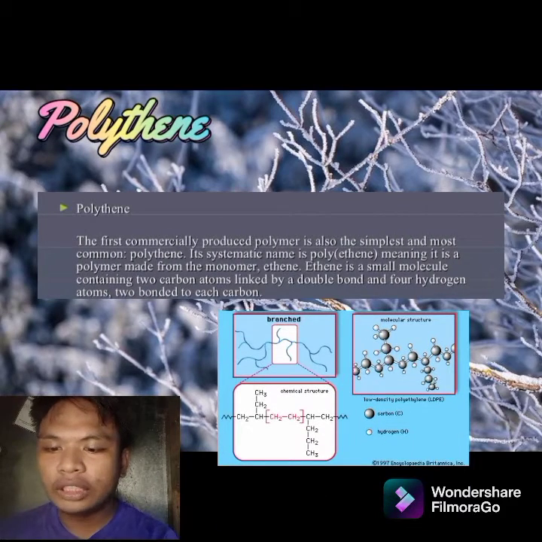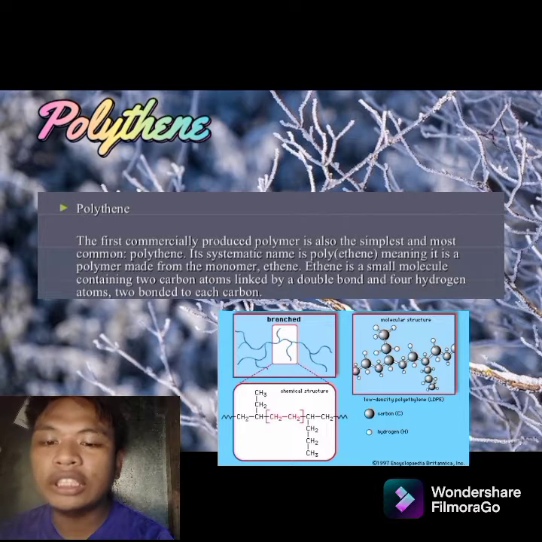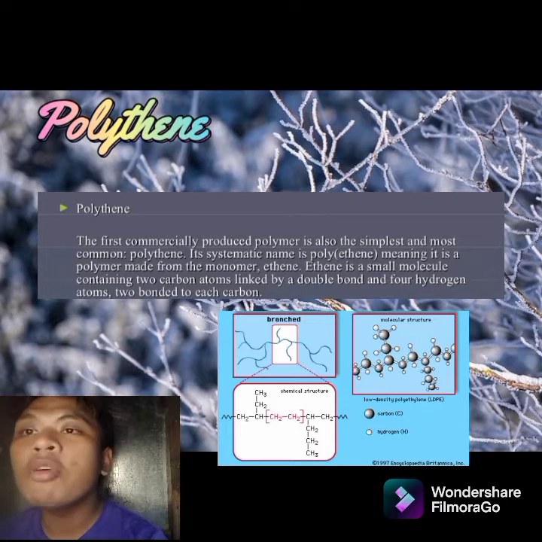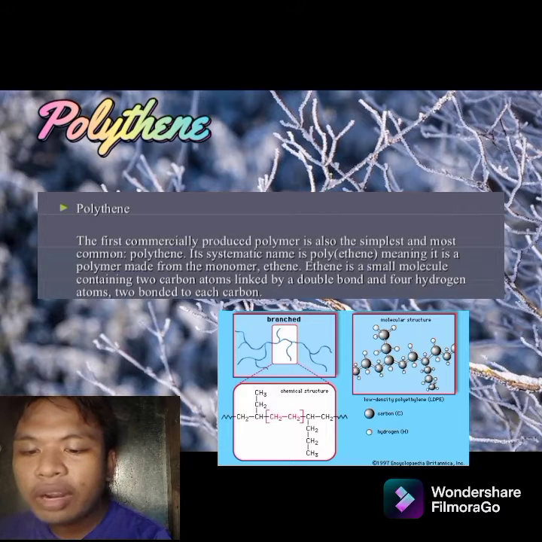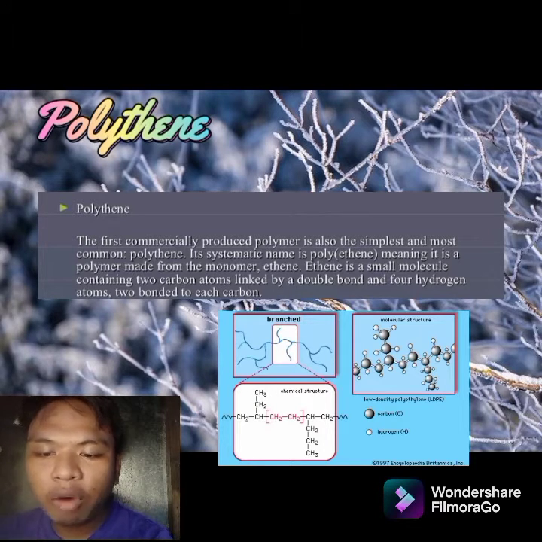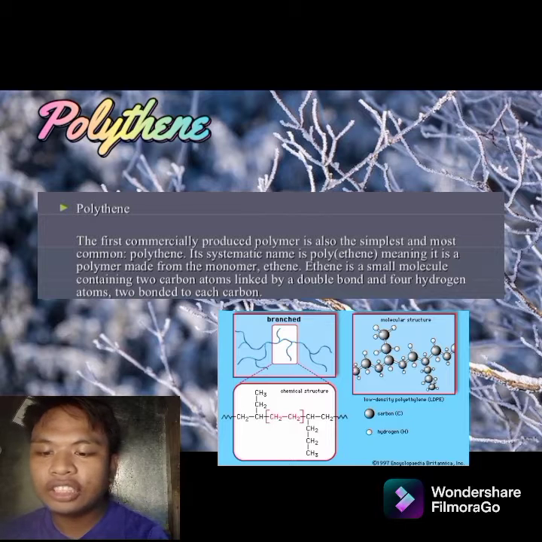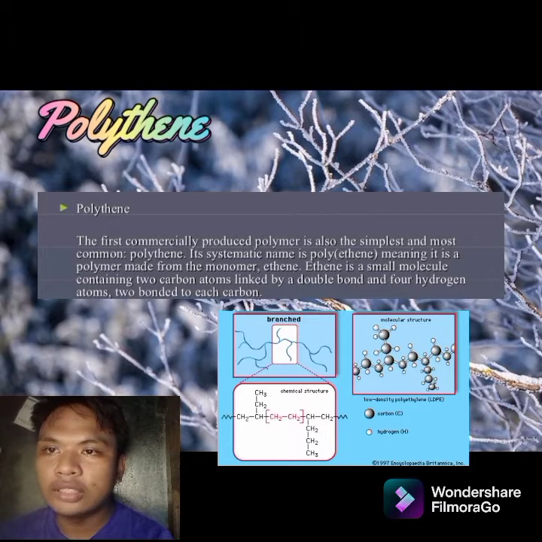Types of polymers. Polythene. The first commercial use of polymers is also the simplest and the most common, polythene. Its systematic name is polyethylene, meaning it is a polymer made from the monomer ethene. Ethene is a small molecule containing two carbon atoms linked by a double bond and four hydrogen atoms, two bonded to each carbon.